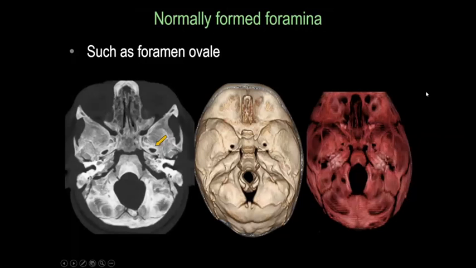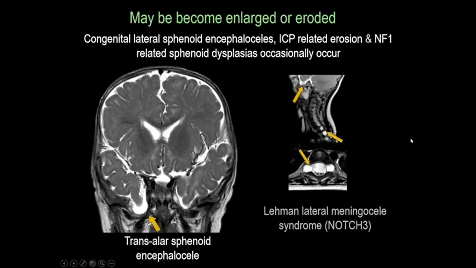Let's look at some normally formed foramina, such as the foramen vesalius, and these are three different imaging techniques of the same particular region. They may become enlarged or eroded, even if they start out normal in size. They can have enlarging lateral sphenoidal encephaloceles. It can be pressure-related. They can have NF1-related sphenoid dysplasias. Here happens to be a child with transalar sphenoid encephalocele through foramen ovale, which is quite large at this point. And this child had Lehman lateral meningocele syndrome with the NOTCH3 mutation.